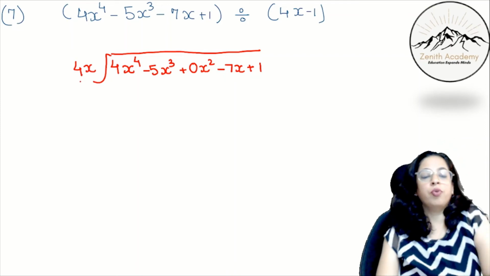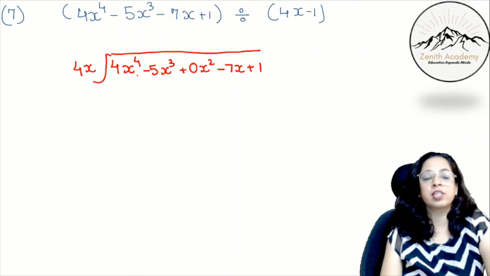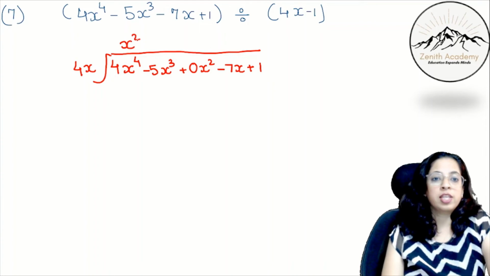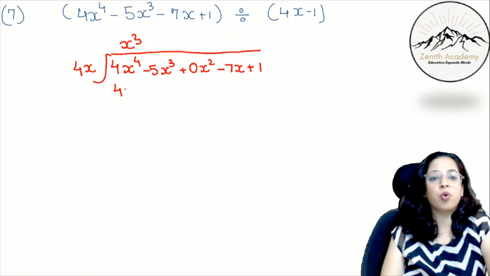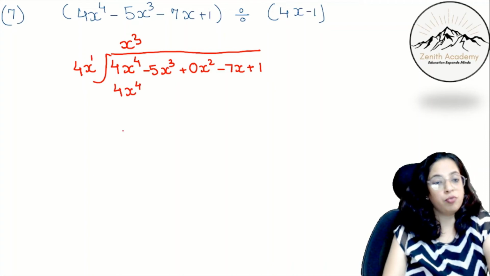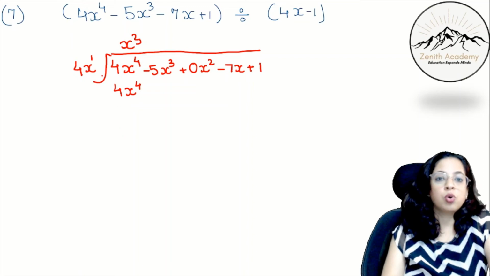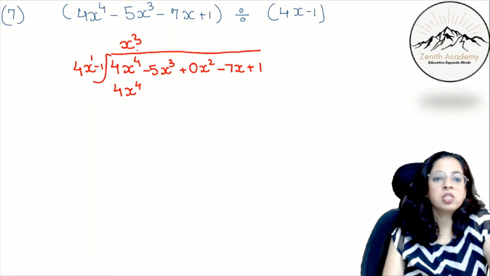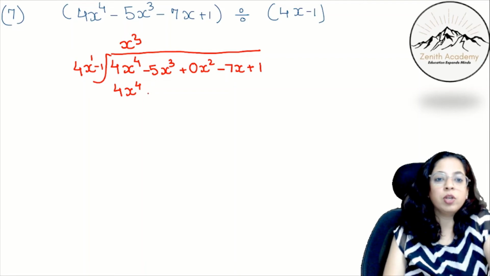Now see here, 4x into what will give you 4x raised to power 4? x square, right? No, x cube. So 4x into x cube will give you 4x raised to power 4. Because 1 plus 3 will give you 4. Correct? So, sorry, there is a minus 1 as well. Now, minus 1 into x cube is equal to minus x cube. I will write it here.